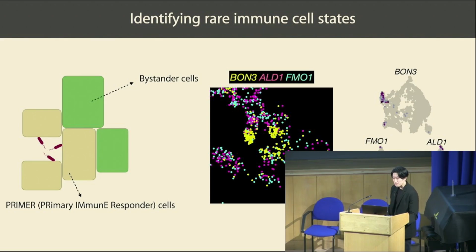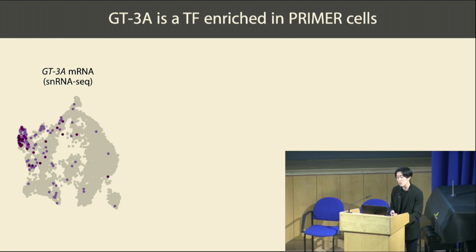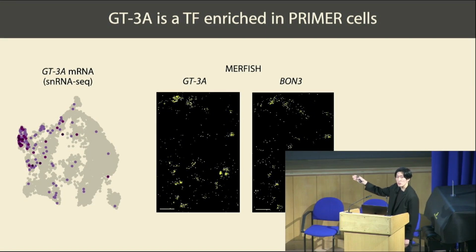So in this particular study, we focused on the primer cell population because we found a lot of previously unknown genes enriched in this cluster. And we found an interesting transcription factor called GT3A. This is a trihelix type of TF. And single-nucleus RNA-seq showed that GT3A is indeed enriched in the primer cell cluster. Again, independent spatial omics data showed that GT3A expression is very similar to BON3, which is a primer cell marker gene shown in the last slide.